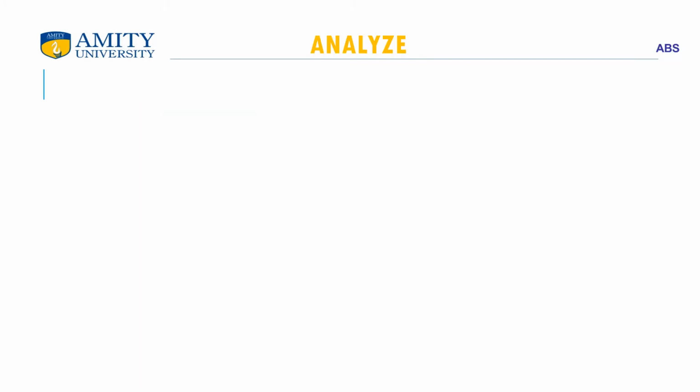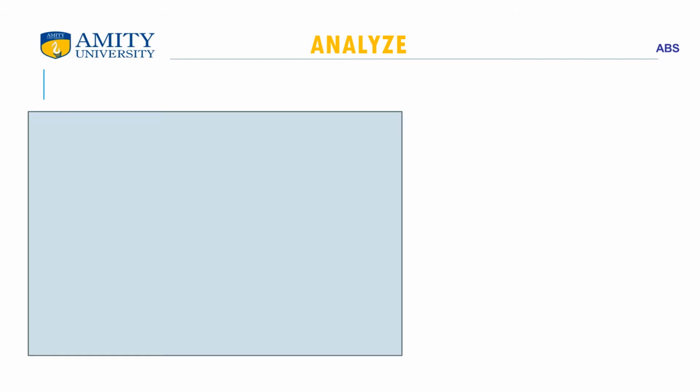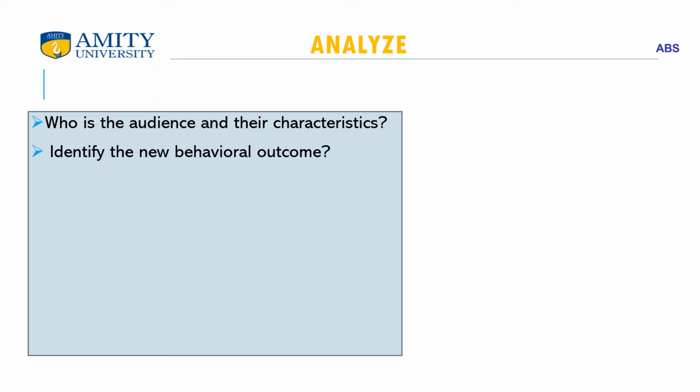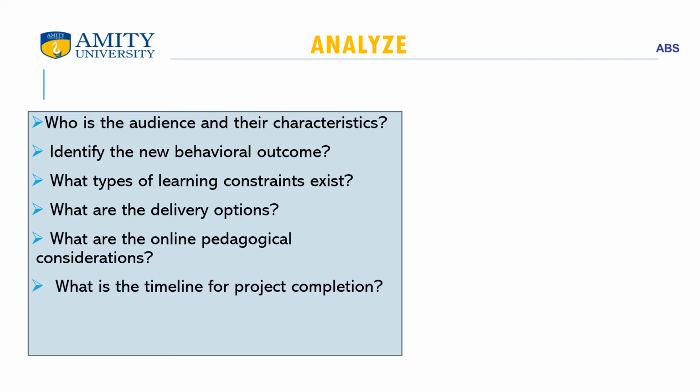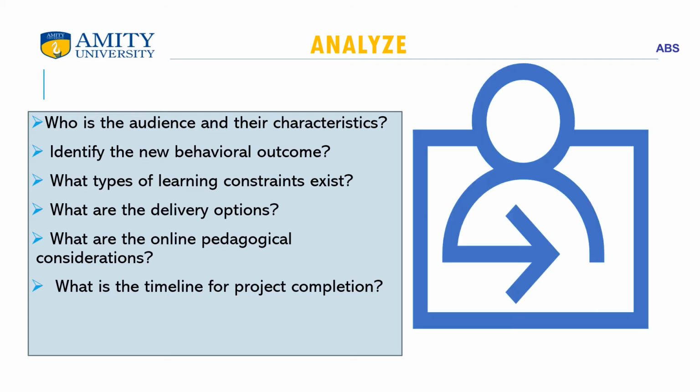The first phase of content development is the analysis. It involves gathering information about the audience and their characteristics, the behavior outcomes expected, the learning constraints which may exist, identifying the available delivery options, the pedagogy to be chosen, and the overall goals of the project and the project timelines. The instructional designer then classifies the information to make the content more applicable and effective.